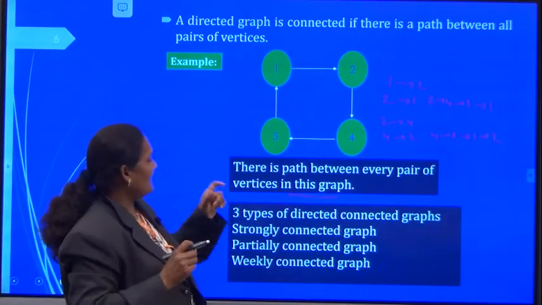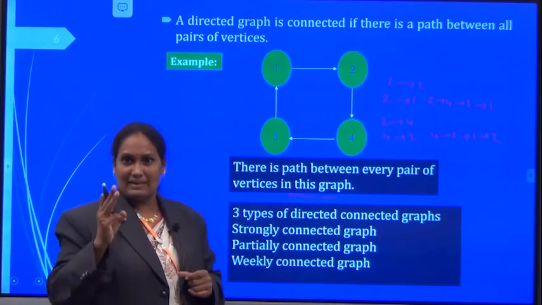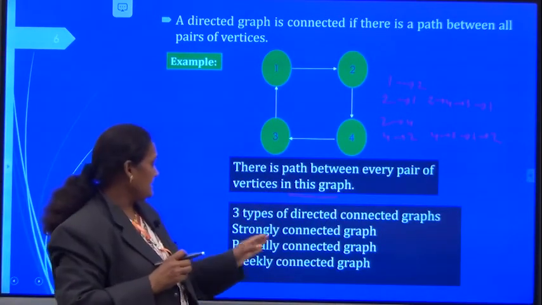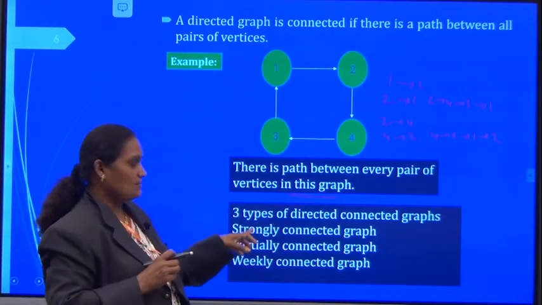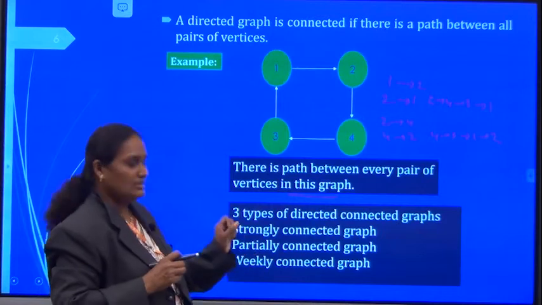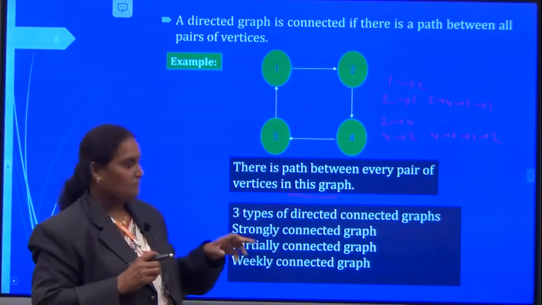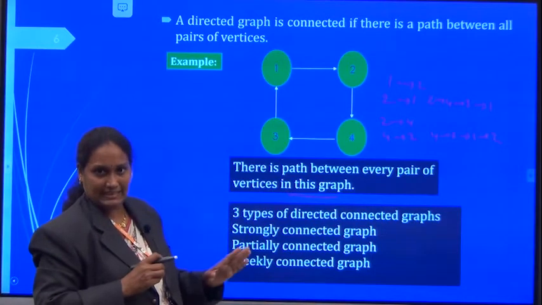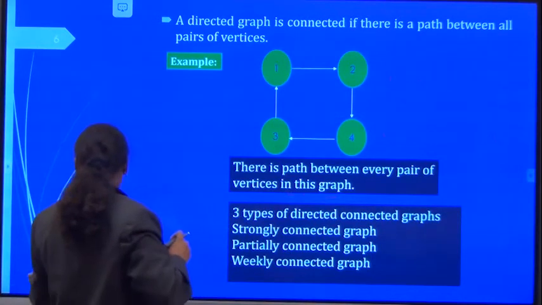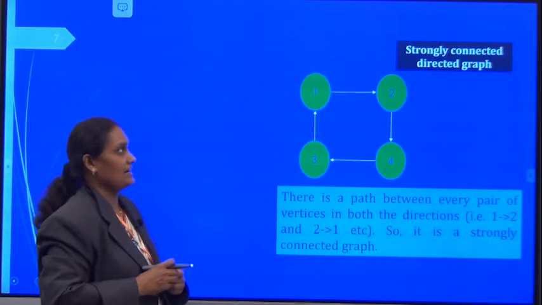Now coming to directed connected graphs, we have mainly three types of connected graphs. One is strongly connected graph, second one is partially connected graph, and third one is weakly connected graph. Now I am going to explain these three types of directed connected graphs. Let us see strongly connected graphs first.